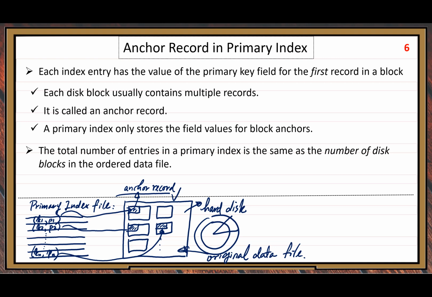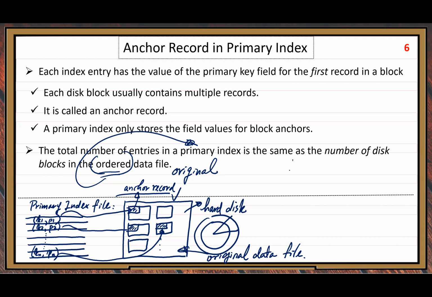The total number of entries in the primary index is the same as the number of disk blocks in the data file. Here this is a little confusing, because we should say original data file. The word ordered should be related to the primary index. The original data file is not ordered. So that could cause some confusion here.